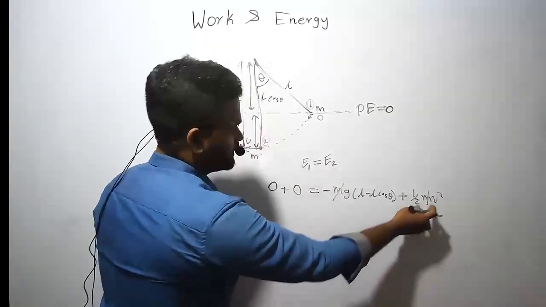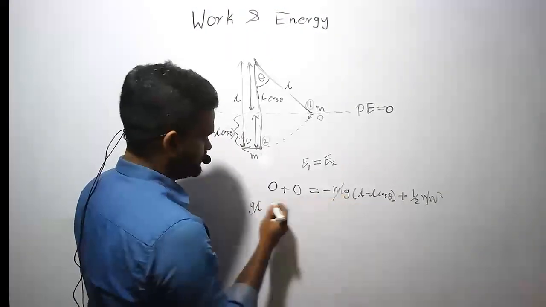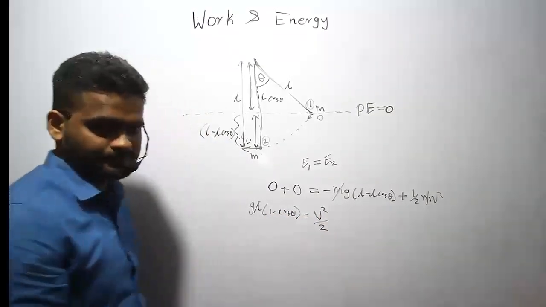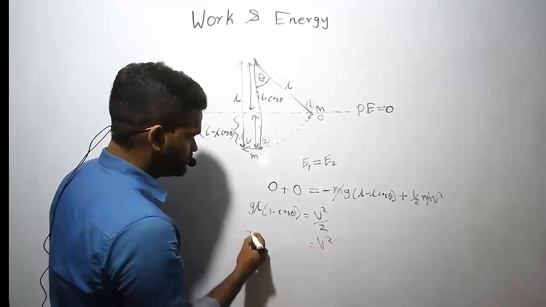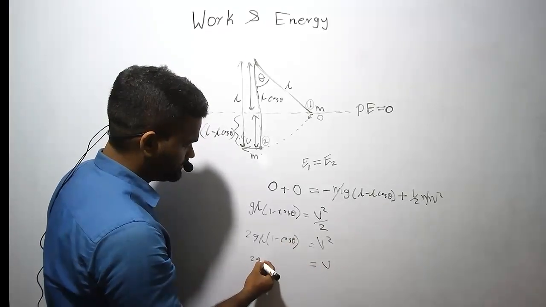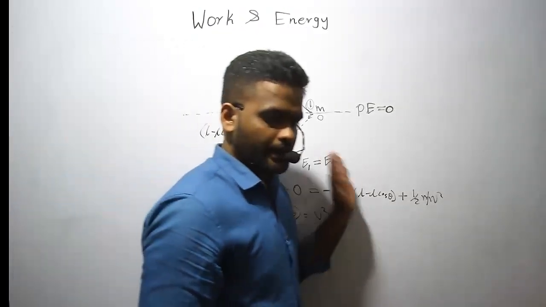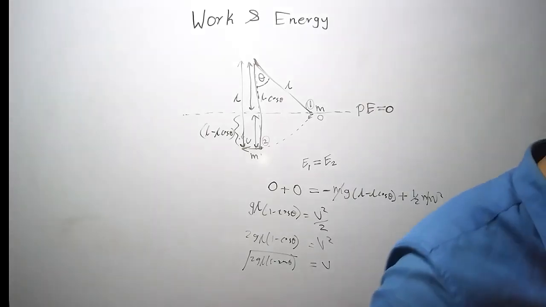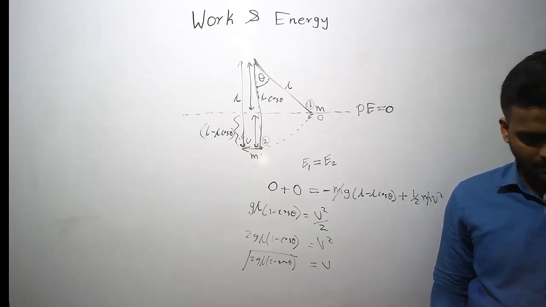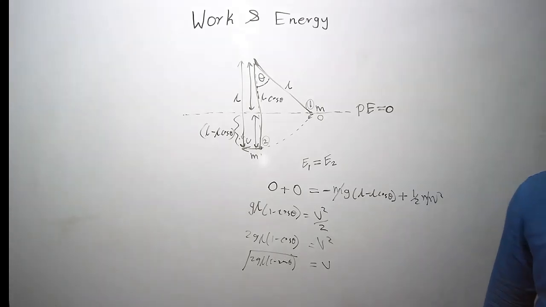Then get rid of m. I'm taking this to this side. Take L out, right? So you get g(1 minus cos theta) equals v squared over 2. So v squared is 2gL(1 minus cos theta). Take the root both sides. Root of that. Take it down. If you have any problem, let me know. Fourth one is the answer. Yeah, fourth one is the answer, correct.